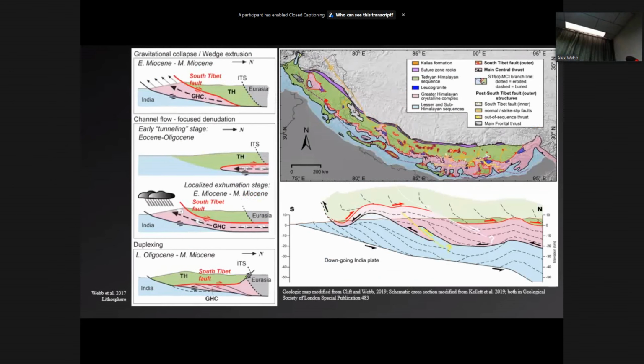Okay, so some people think that they're squeezed out to the surface, and we think they're just buried. We think that each time it's just take one little slice off of downgoing India and add it to the hanging wall. Then take another little slice. Then take another little slice and build up a stack of thrusts.